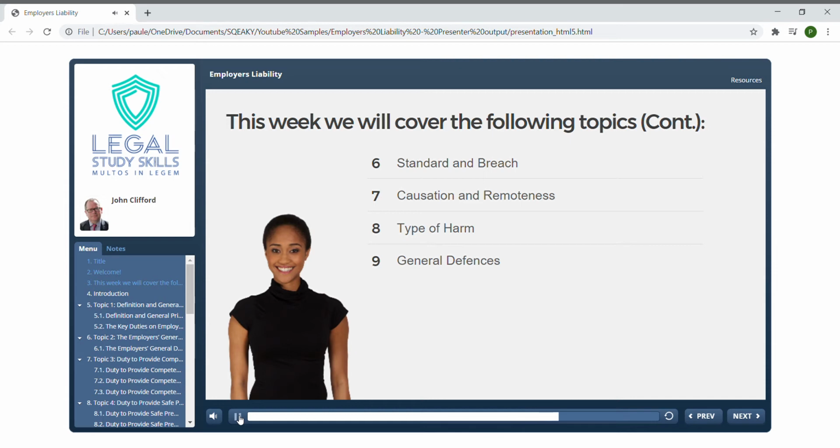And finally, we then look at general defences. What defences are available by the employer that can be utilised in cases commenced by employees against them. So, for example, volenti, which is consent, and contributory negligence, which is by far the most popular defence available.